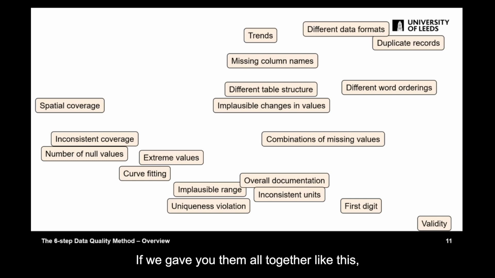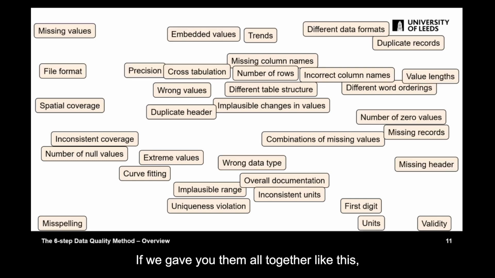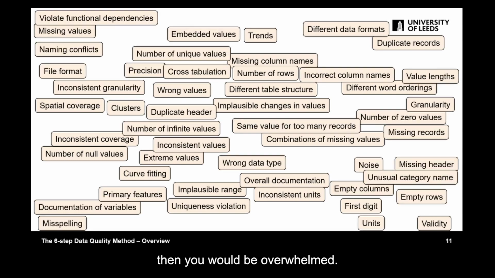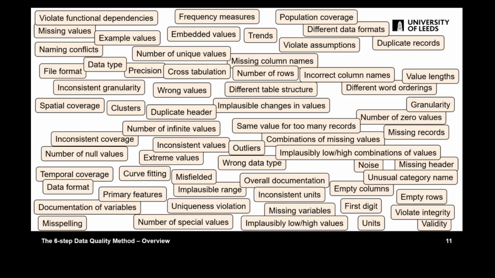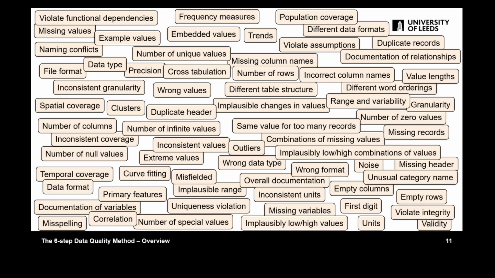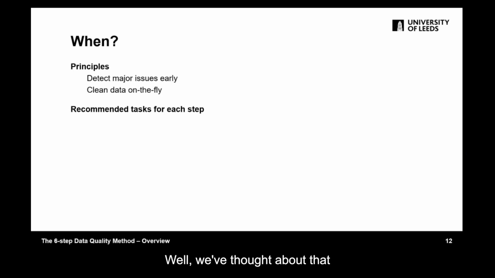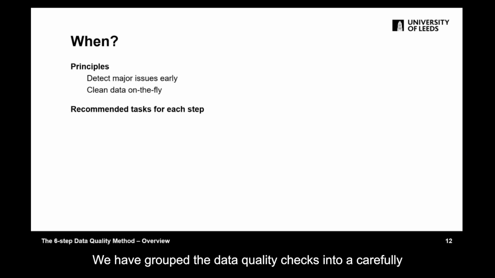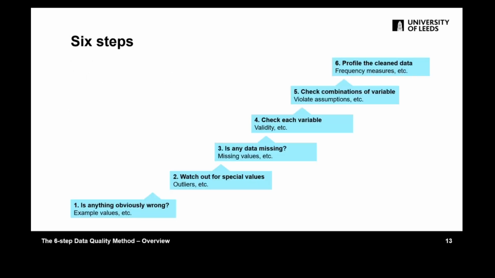If we gave you them all together, like this, then you would be overwhelmed. Well, we've thought about that. By applying 2 principles of detecting major issues early and cleaning data on the fly, we have grouped the data quality checks into a carefully thought out order that has 6 steps. The steps go from bottom left to top right.